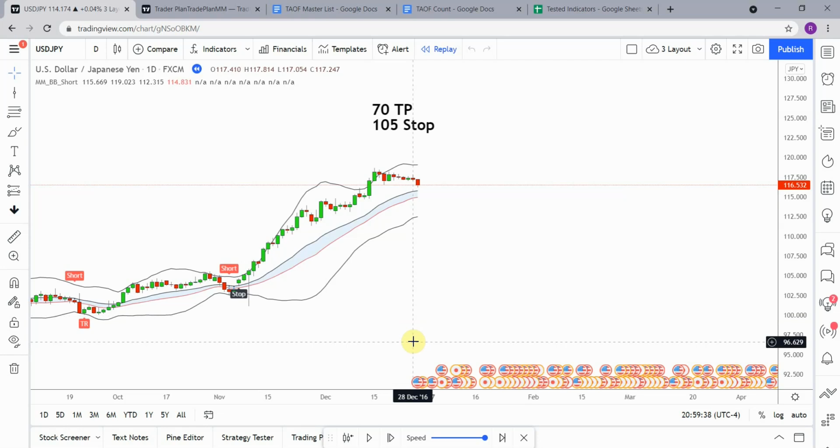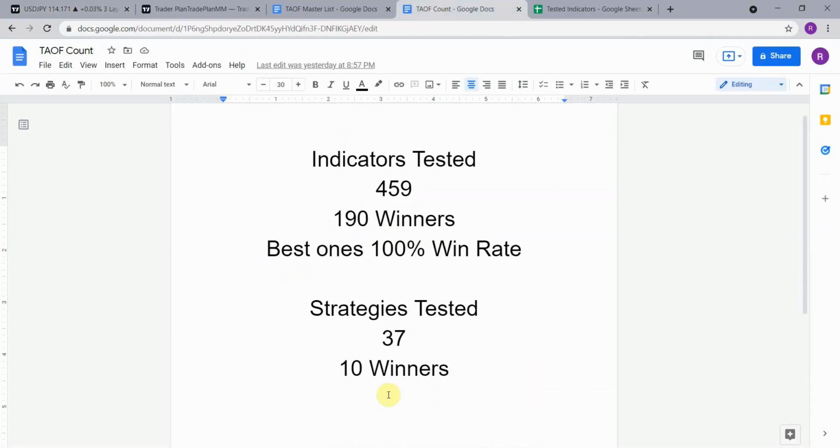Alright, as I said, today we will be testing the short in Bollinger Band downtrend indicator. Before we do though, I wanted to put the testing scoreboard up for everyone to see. So to date, we have tested a total of 37 different strategies, with 10 of them being winners. We have also tested a total of 459 indicators, with 190 of them being winners. The best ones so far were able to achieve a 100% win rate.